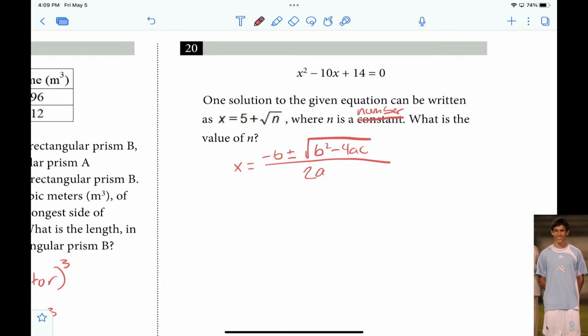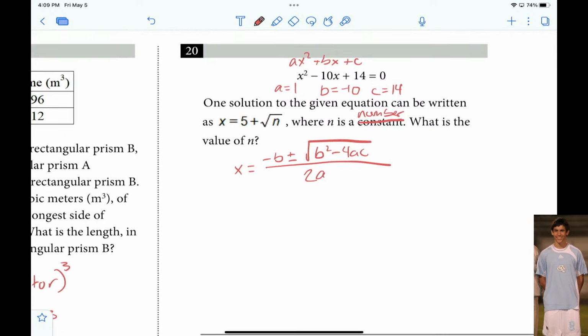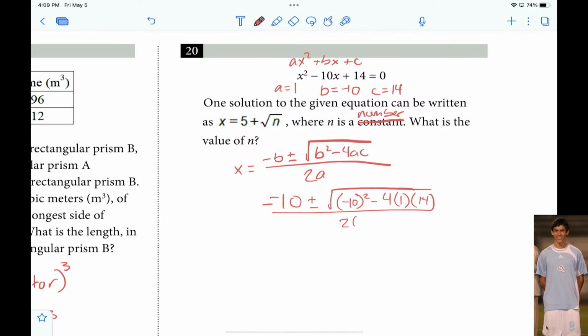All right, so what I always tell people is let's write down what a, b, and c are. So just going up here, I'd say, okay, a is 1, b here is -10, c here is 14. Of course, I'm getting that because it's ax squared plus bx plus c. So then I'm just plugging into the equation below. So we get -b, so it's going to be -10 plus or minus the square root of -10 squared minus 4 times 1 times 14. And that is all over 2 times 1.